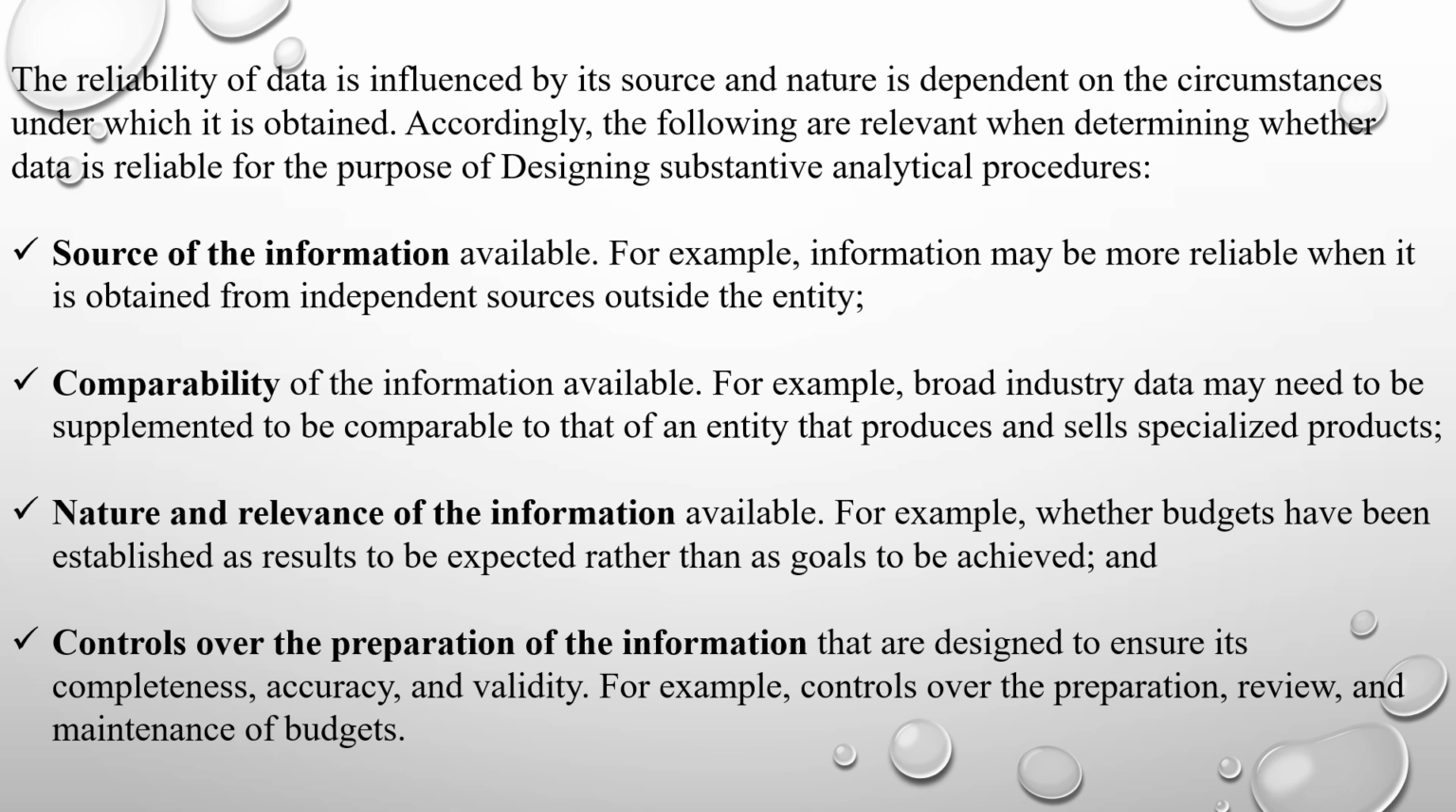Third is nature and relevance of the information available. For example, whether budgets have been established as results to be expected rather than as goals to be achieved. And last, controls over the preparation of the information that are designed to ensure its completeness, accuracy, and validity. For example, controls over the preparation, review, and maintenance of budgets.